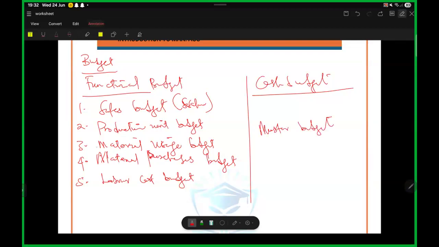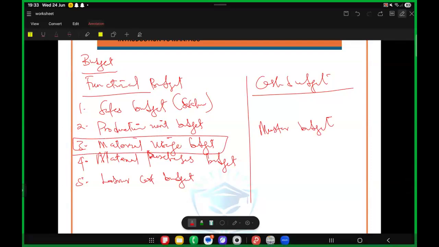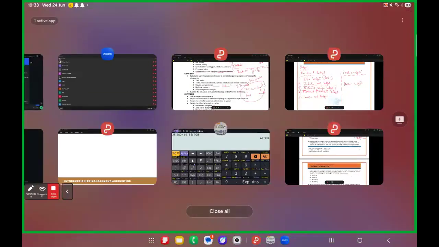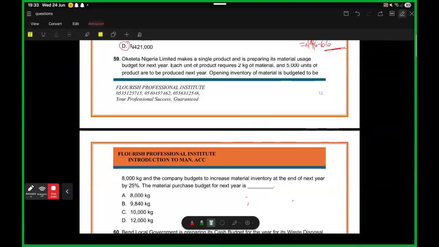So now, this one, they are just telling us to prepare a component of it. They may not tell you to prepare the whole thing. Maybe they will give you information to prepare the production units, the material purchases, or labor. Just like this question told us to prepare the material usage budget. And there is a format you have to follow.